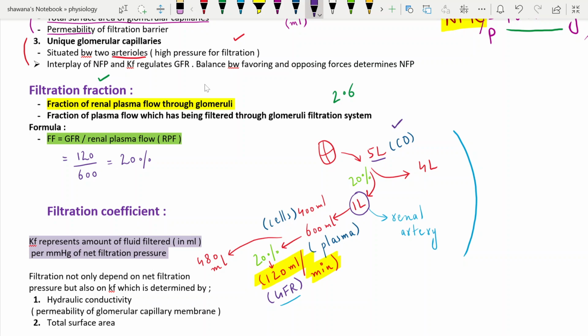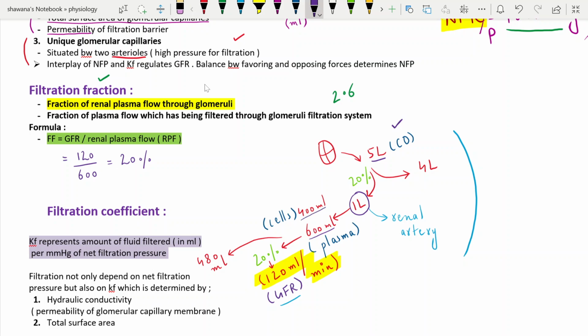As you know, the cells of the blood, like erythrocytes, leukocytes, and thrombocytes, have a size enormous as compared to the filtration system. So these are not filtered at any cost. Apart from diseases like hematuria, where we can find RBCs in the urine, under normal conditions the cells are not filtered. So from 5 liters, 1 liter goes to the renal artery, and from 1 liter, 600 milliliters is plasma and 400 milliliters is the cells.